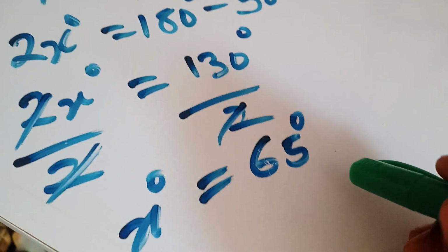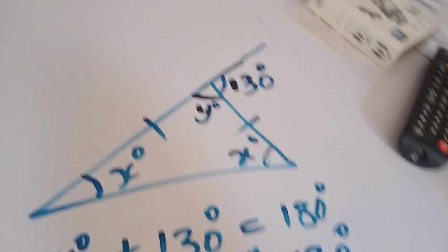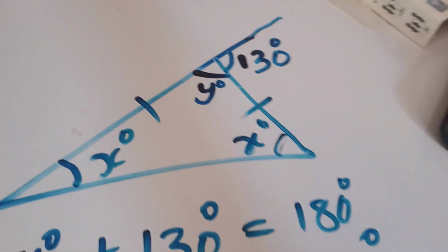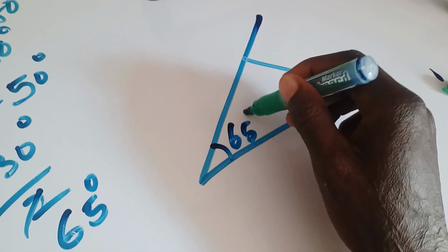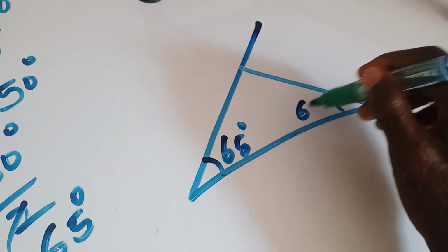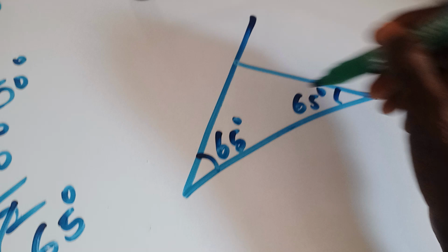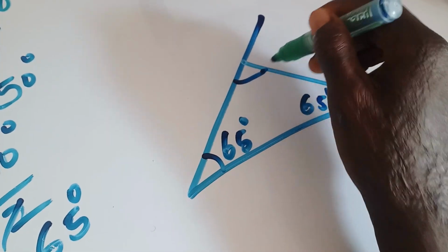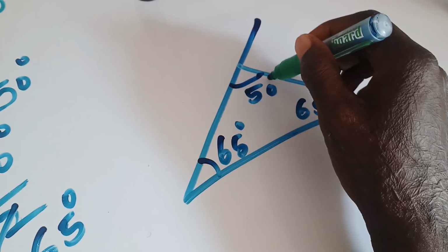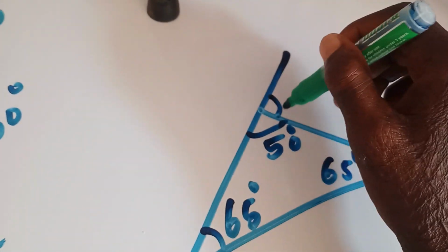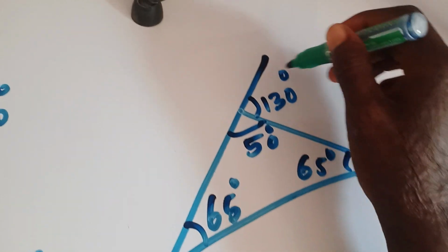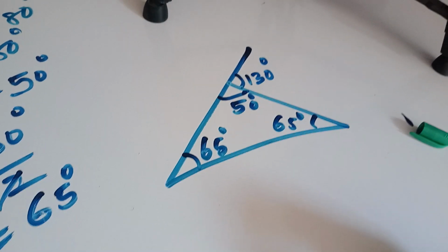65 degree. So if you redraw this particular triangle now, this will be the result of the triangle. So here will be 65 degree. Here will be 65 degree, because they are the same. This triangle is an isosceles triangle, and here will be 50 degree. So here will be 130 degree. So this is the triangle.